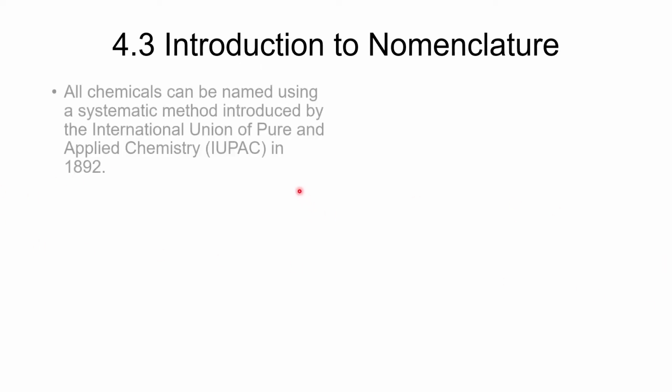Okay, so now we want to talk about nomenclature. All right, so all chemicals can be named using a systematic method. It was first introduced by the International Union of Pure and Applied Chemistry. The IUPAC is what we say for short. And that first official system was in 1892, and they have updated it over the years to add chemistries they had no idea they were going to need to name.